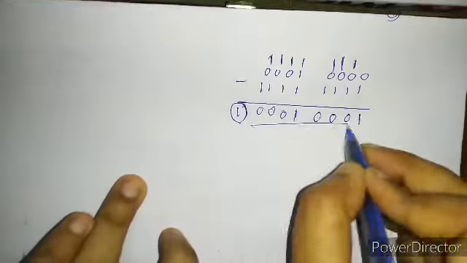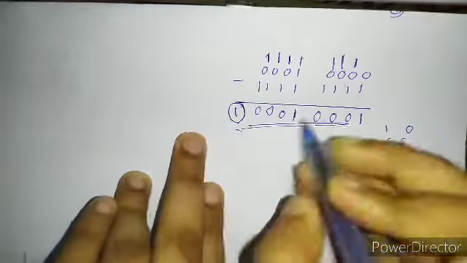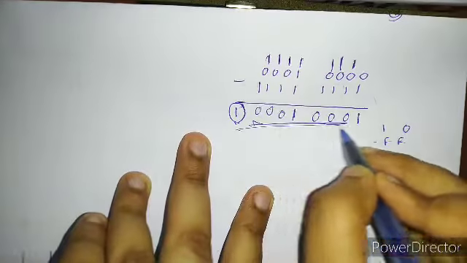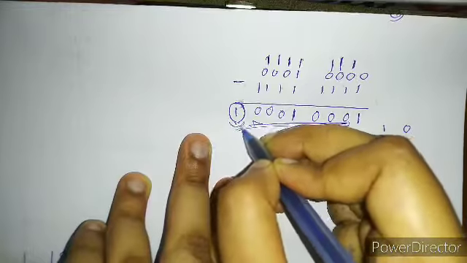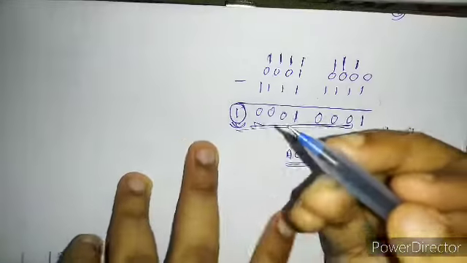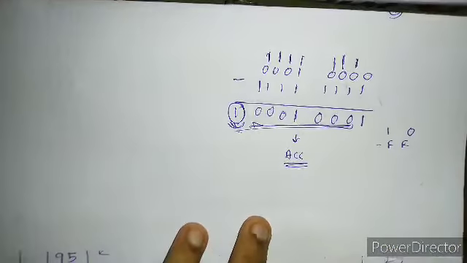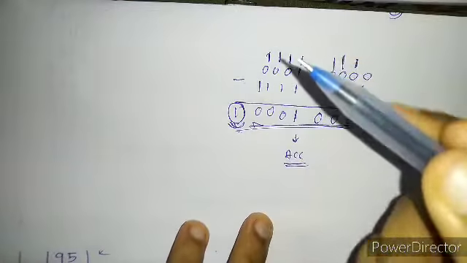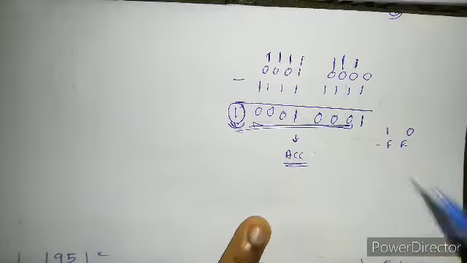Here is the result of 10 minus FF. This 8-bit number will get stored in the accumulator, but the borrow will get stored in the carry flag. Yes, because in a microprocessor, carry or borrow both use the same carry flag. So whenever you do an operation, don't just check the accumulator, check the carry flag too.